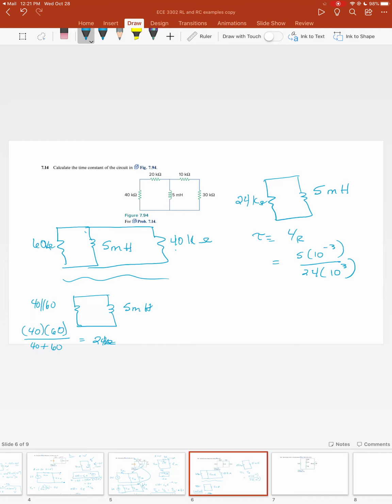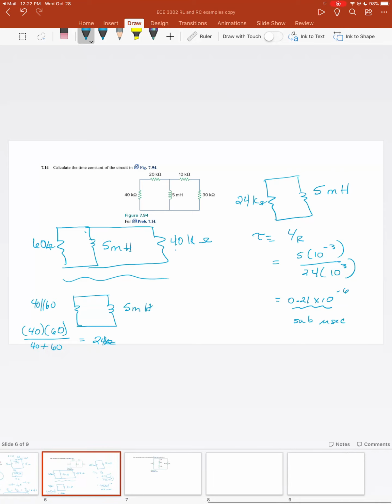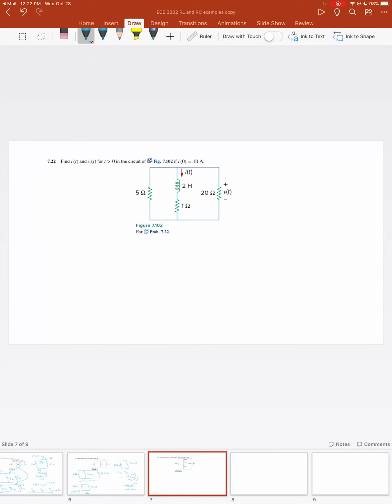Okay, so if I do that, that's 5 divided by 24. So I'm getting 0.21 times 10 to the minus 6, which is a sub-microsecond time constant. So the question is, is that unusually small? And the answer is no. Microseconds, as far as time constants go, is not necessarily considered a super small number. Alright, I think the last example I want to work is here.